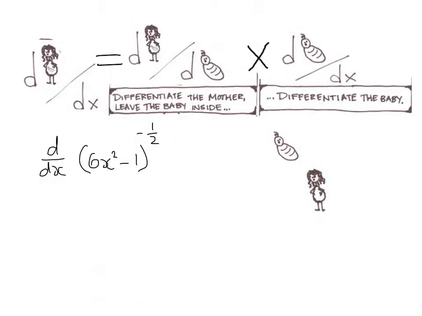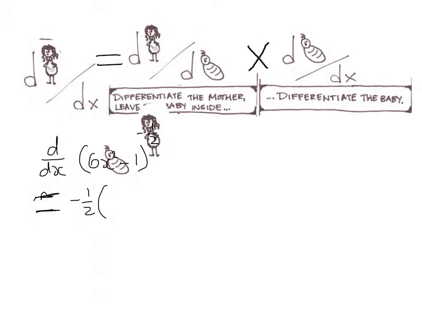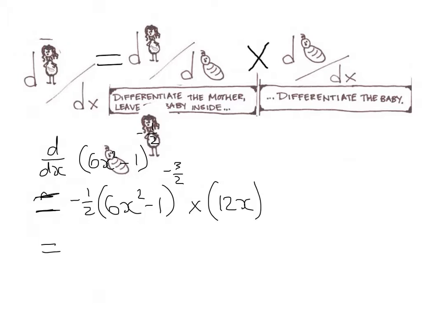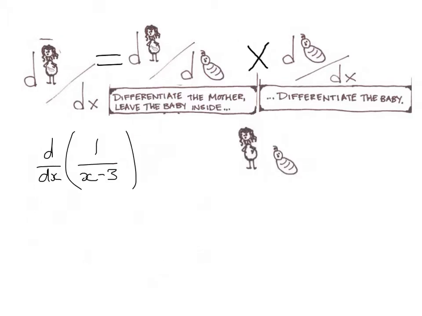This is a fun one. What's the mother, what's the baby? The baby is inside, so the baby is 6x squared minus 1, and the mother is to the power of minus a half. So let's differentiate the mother first. To the power of minus a half, well, the power comes down and then changes by going down by 1. That's the mother differentiated. Let's leave that baby inside. And now we multiply by the derivative of the baby, giving us a total of minus 6x, 6x squared minus 1, all to the minus 3 over 2.